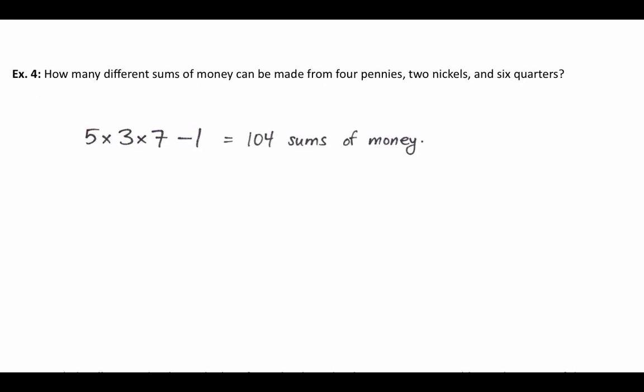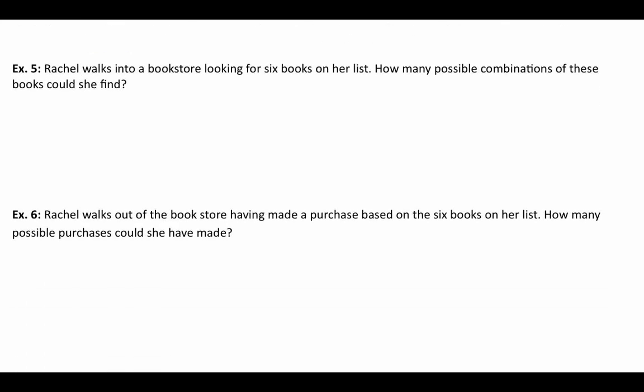All right. So Rachel walks into a bookstore looking for 6 books on her list. So she's got a list. She's got 6 books on there. She's walking in. She's hoping to find something. How many possible combinations could she find? Well, she could find all 6. She could find 5 of the 6. She could find 4 of the 6, and so on and so on.